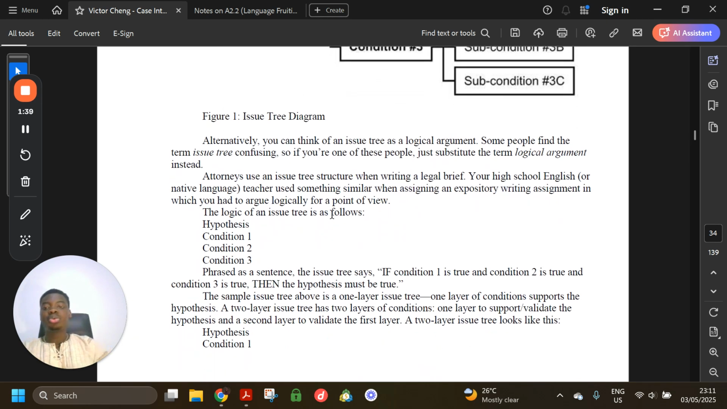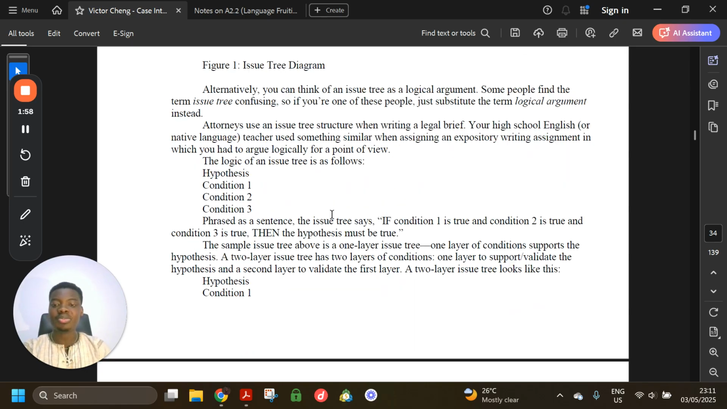An important thing to note is that you can think of an issue tree as a logical argument. And the way you would describe it in a sentence would be if condition 1 is true, and condition 2 is true, and condition 3 is true, then the hypothesis must be true.